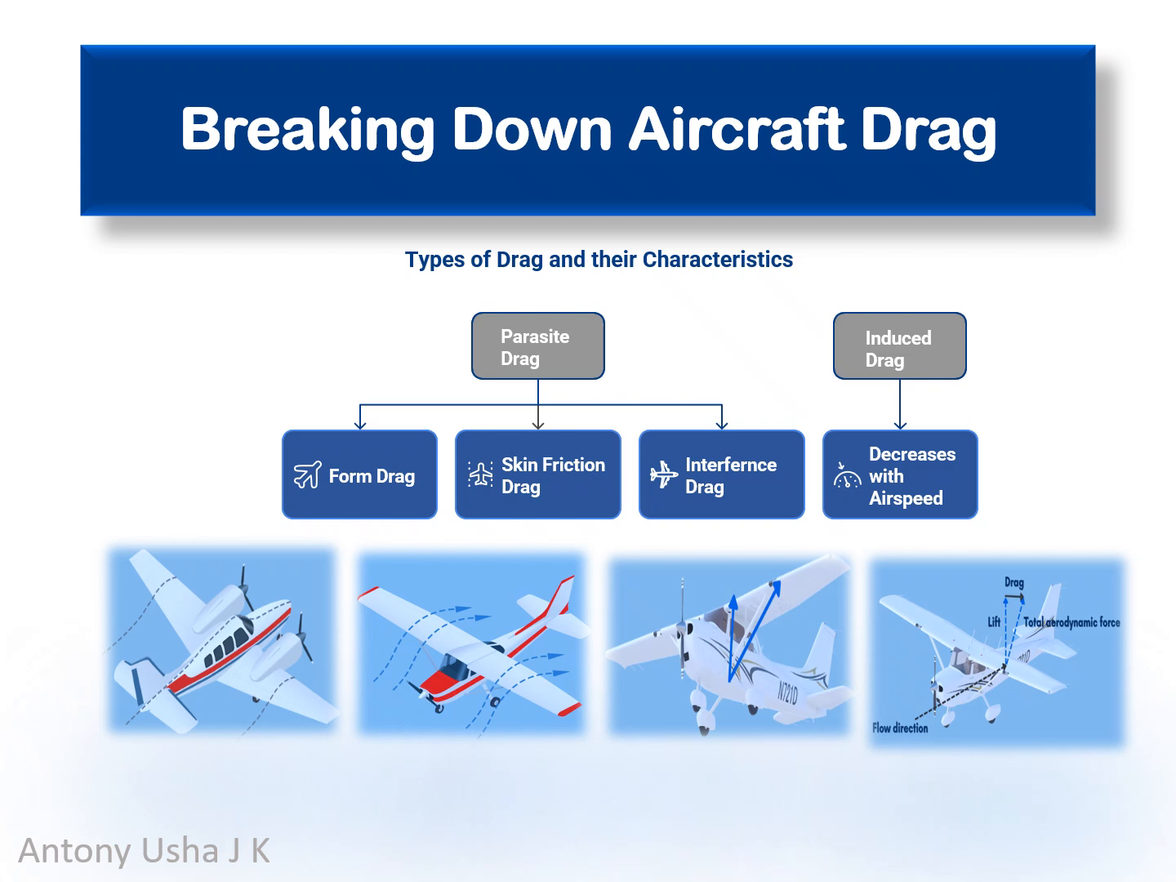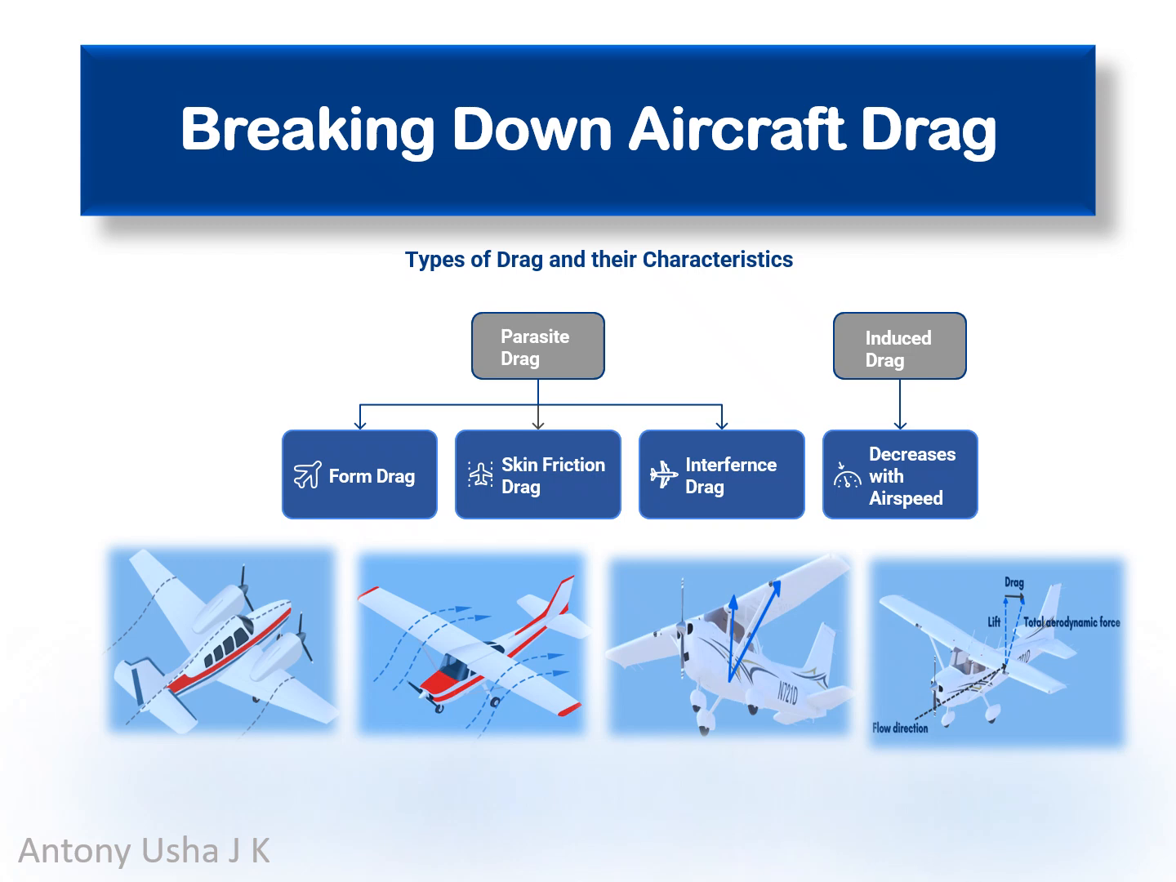Form drag, caused by the aircraft shape. Think of the resistance from the aircraft body obstructing the airflow. Skin friction drag, which is created by the air rubbing against the surface of the aircraft. A smoother surface reduces this type of drag. Interference drag, which arises where different components meet, such as the wing and fuselage junction, disturbing the airflow.